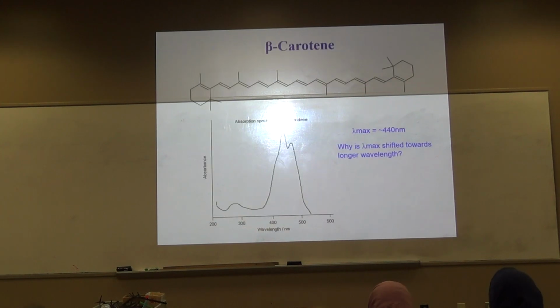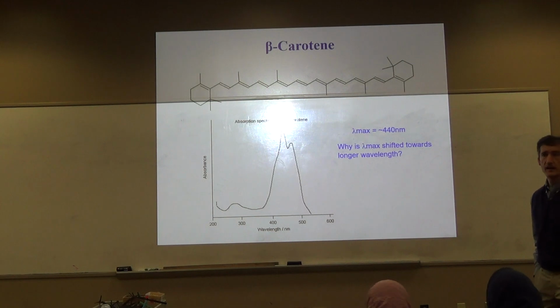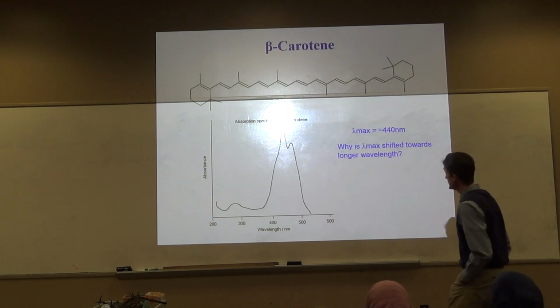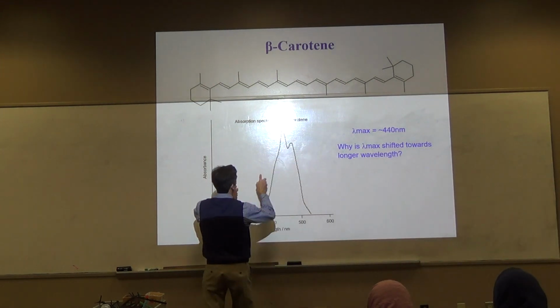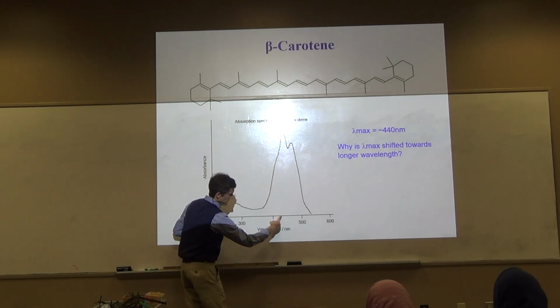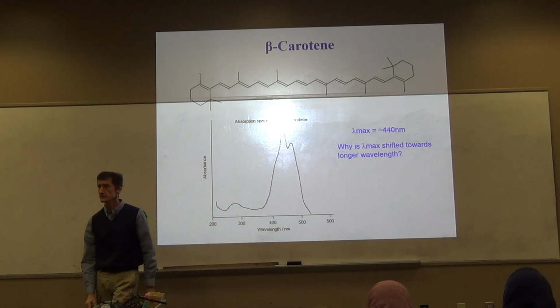Here is a UV-Vis of beta carotene. What do you see about that structure? Lots of double bonds conjugated. Have you counted them? Yes, it's 11 double bonds conjugated. Okay, 11, all conjugated. Here's the UV-Vis. Lambda max is where? Right here? Maximum absorbance, which is about what? About 440 nanometers.